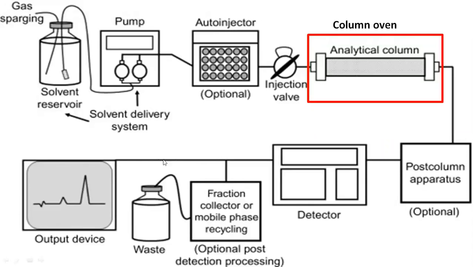Then it goes to the recorder. The recorder gives a chromatogram, and the remaining mobile phase, whatever is there, is collected in a waste reservoir. This is a block schematic representation of high performance liquid chromatography.